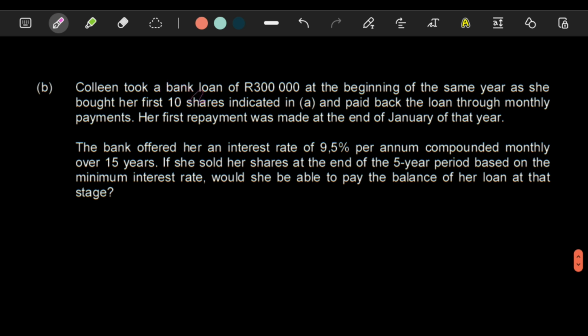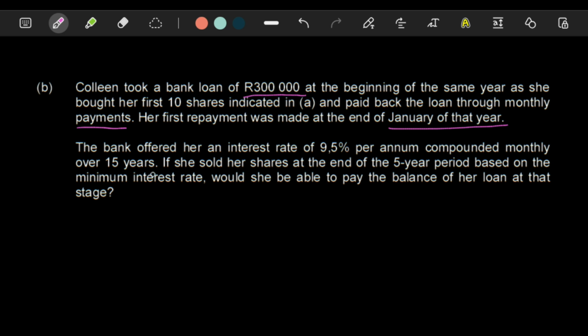Colleen took a bank loan of 300,000 at the beginning of the same year as she bought her first 10 shares indicated in question A and paid back the loan through monthly payments. Okay, her first repayment was made at the end of January of that year. Okay, yes.